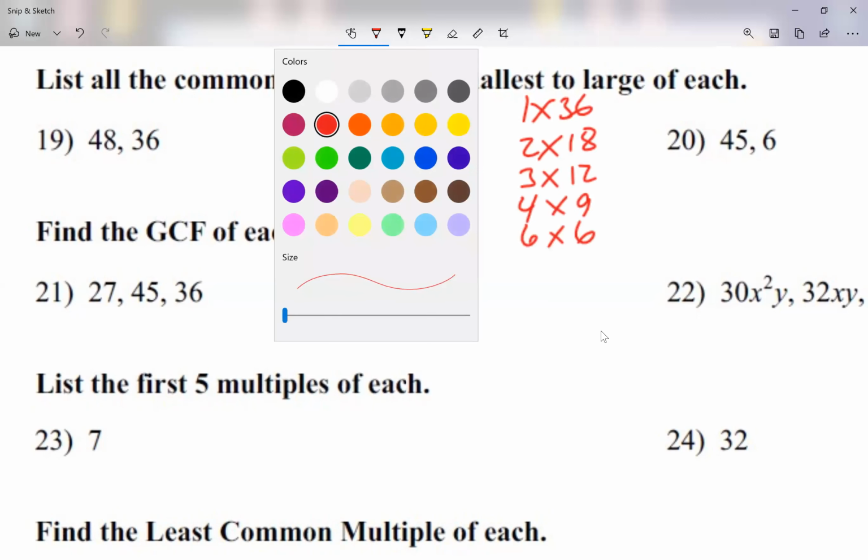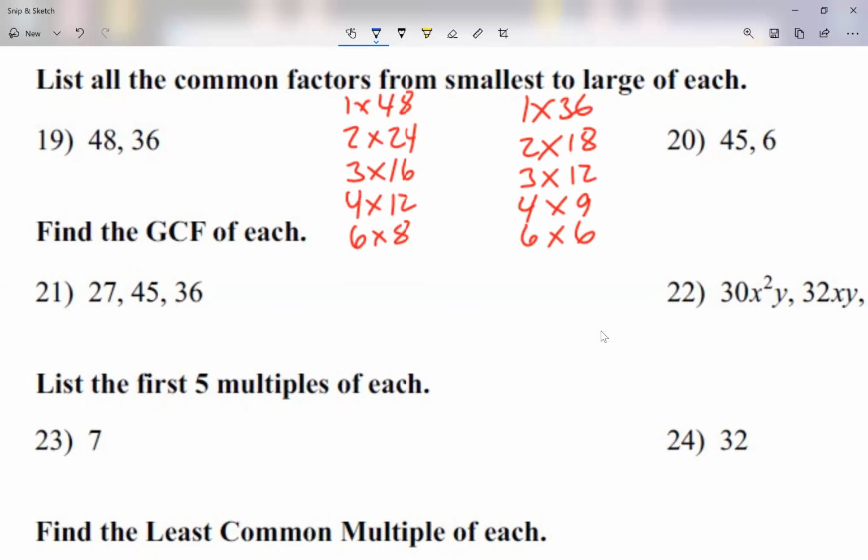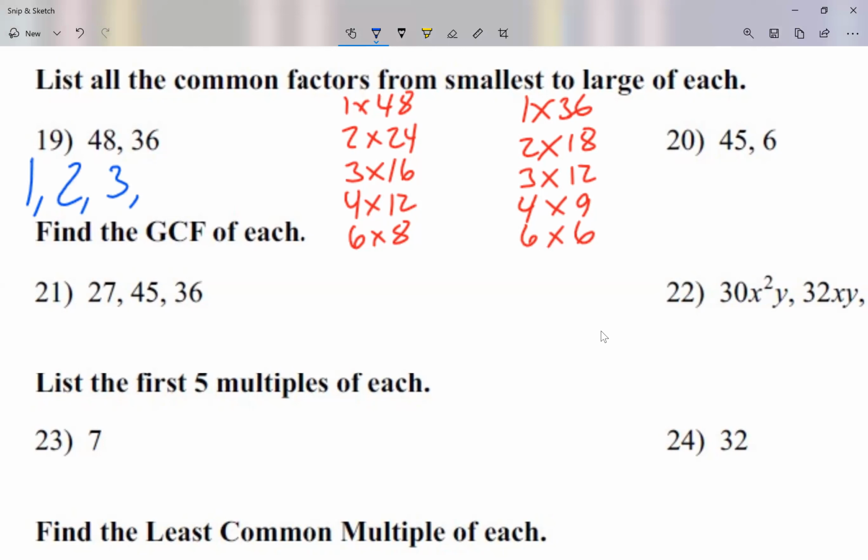Okay, so now here it says all the common factors. So common factors means it's a factor of 48 and a factor of 36. So 1 is a common factor. 2, 3, and 4. Again, I'm looking for numbers that are factors of 48 and 36. It has to be in both.